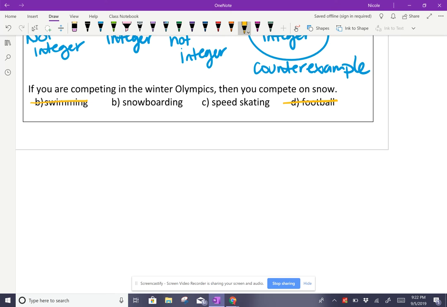We are trying to come up with a counterexample that states that the Winter Olympics don't always have to happen on snow. So snowboarding does happen on snow. That would not be a good counterexample for us. That would tell us it is happening on snow. So speed skating happens on ice inside of a rink. So it has nothing to do with snow. So speed skating is in fact our counterexample.